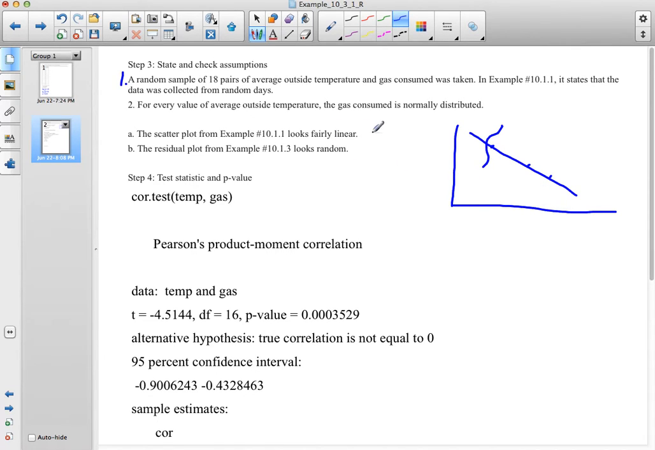So it turns out we can actually just look at the scatter plot. As long as the scatter plot looks fairly linear, you're good. And from the 10.1.1 example, we did notice we had a fairly linear looking scatter plot. And then the residual plot has to look kind of random, where there's no pattern to it. And in example 10.1.3, we actually looked at the residual plot and it did look kind of random. So the assumptions are met.